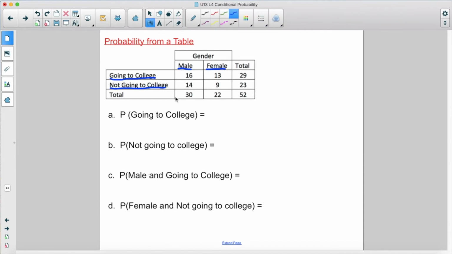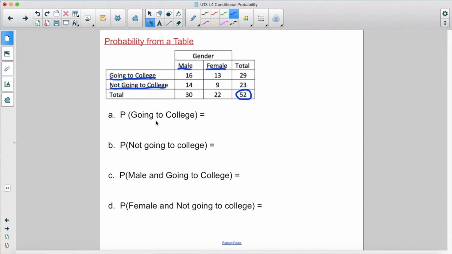Now you see that there are also totals down here. That's when you're adding vertically. So this is 16 plus 14. That's how we get 30. This total in the corner is your total overall. It's adding all of the totals together. So this is your absolute total. So let's look at our table now.